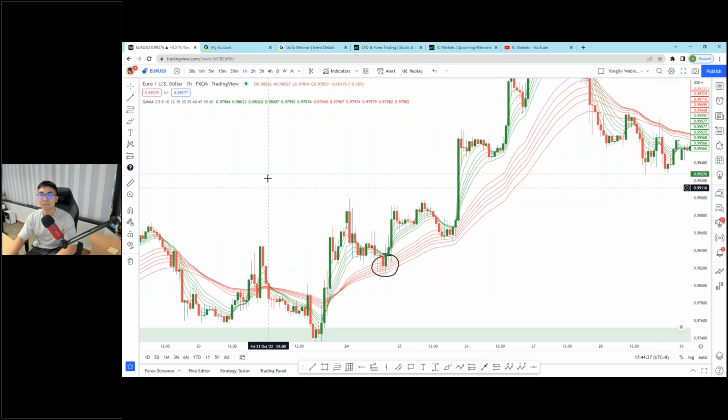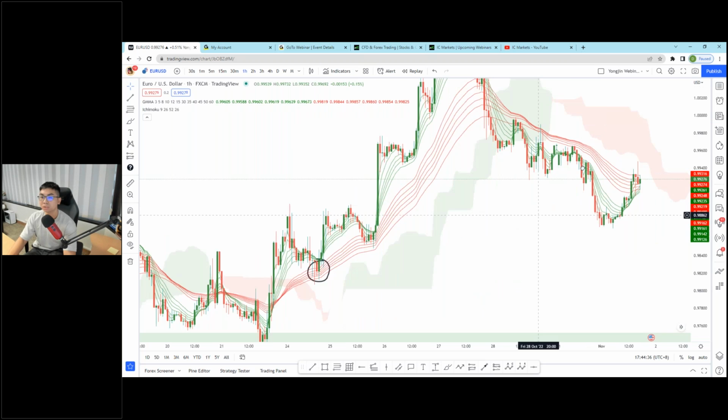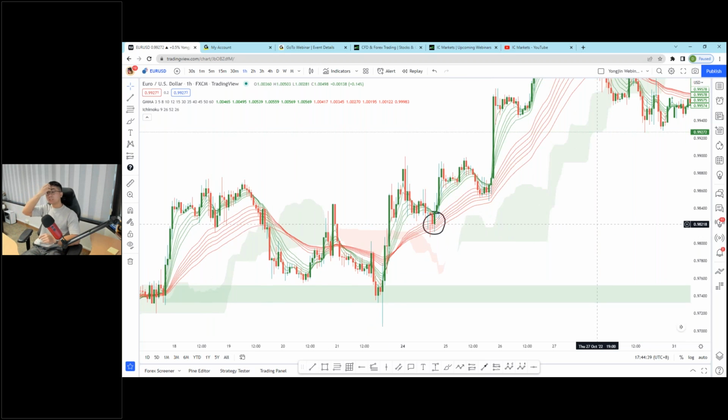So maybe some people use the Ichimoku cloud. So maybe they use that, the Ichimoku cloud. So what you want is adding confluence to your trade. What you want is multiple confluence, be it multiple indicators. I know that the GMMA is already multiple moving averages, but why not? Why not just add one more?